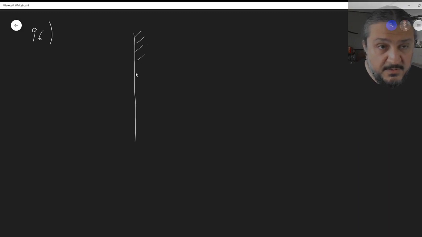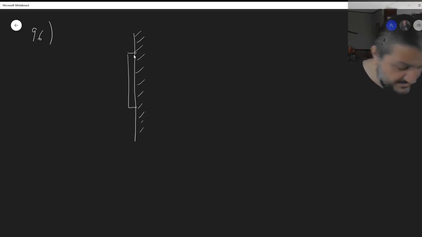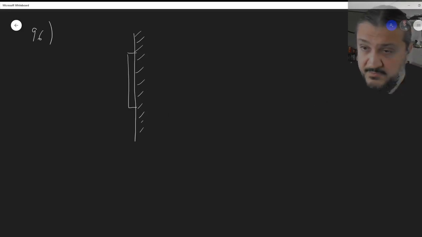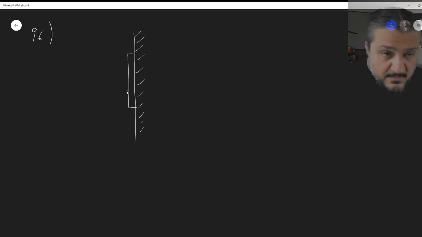Here's the wall. And here's the frame you're holding against the wall. Okay, and you're using your hand to do that. I'm going to draw a terrible hand now.